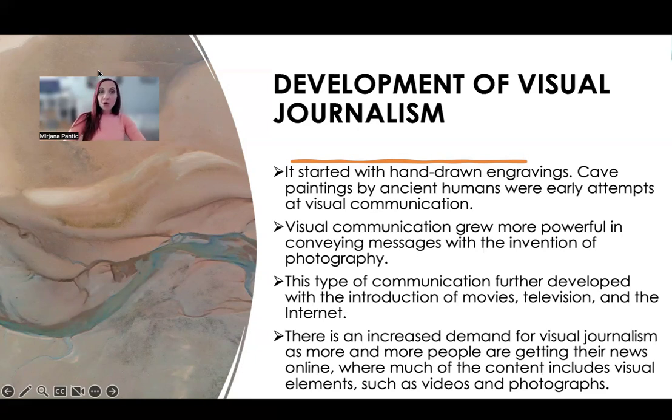Today what we are witnessing is definitely an increased demand for visual journalism. The reason for that is more and more people are getting news online, and much of the content we interact with online includes visual elements such as video and photographs. If you look at social media, ordinary people but also news organizations post different types of videos. They post reels, they post stories, they post photo galleries, and so on. All of them represent visual journalism.